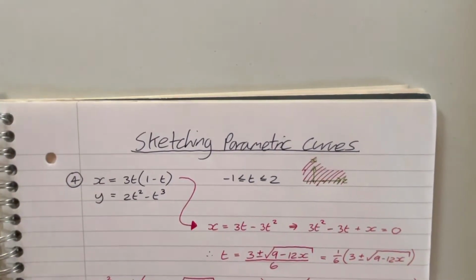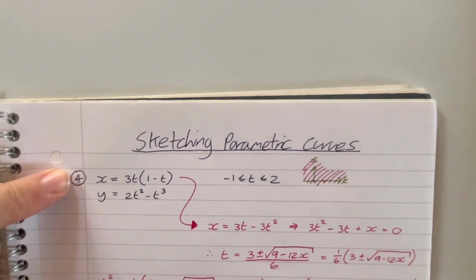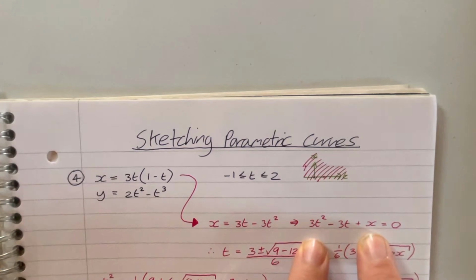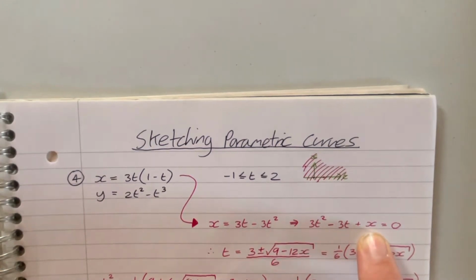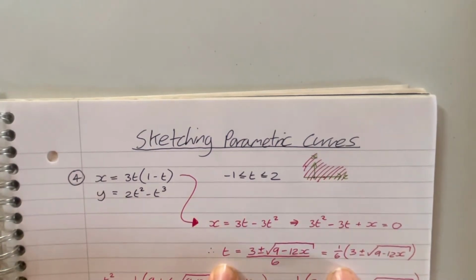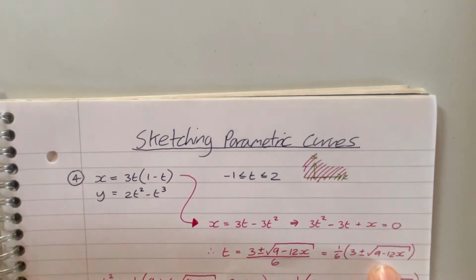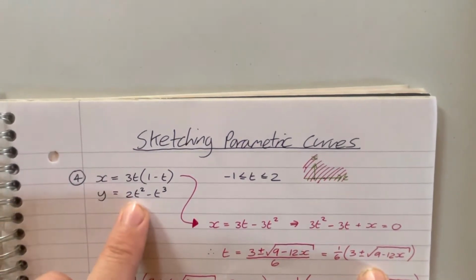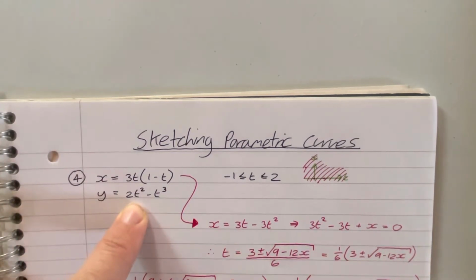So what I did was I first noticed that x as a function of t was a quadratic in t. So I made it a quadratic in t. And then I used the quadratic formula on that to make t the subject. It's not a function of x because it does have the plus minus in there, but I do have t in terms of x. Once I've got t in terms of x, I then just need to find t squared and t cubed and plug it into the definition up here.